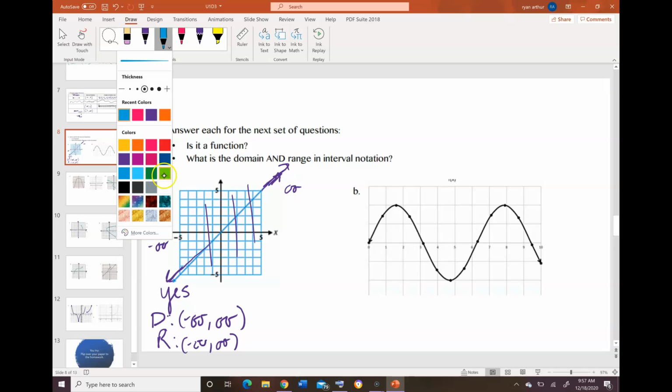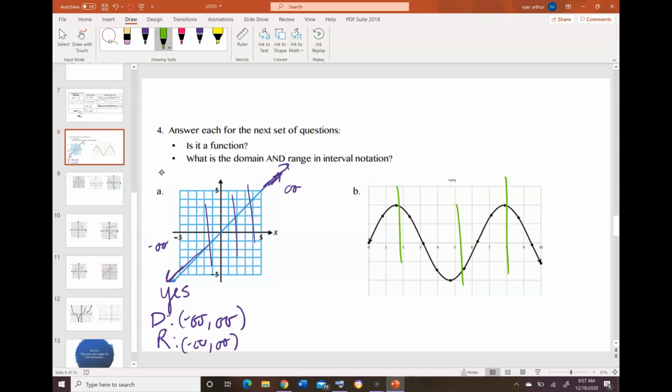Let's switch up. Let's go to some green. So is it a function? Does it pass the vertical line test? Yes, it does. So yes, this is a function, okay? The domain, how wide is this graph? Well, this graph's going to keep going, isn't it? Right? See, that arrow means it's going to keep going to the left, which is negative infinity. This one's going to keep going to the right, which is positive infinity.